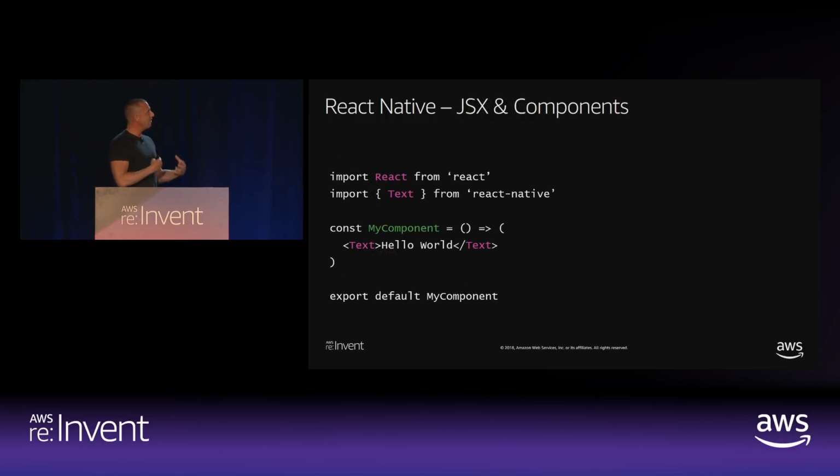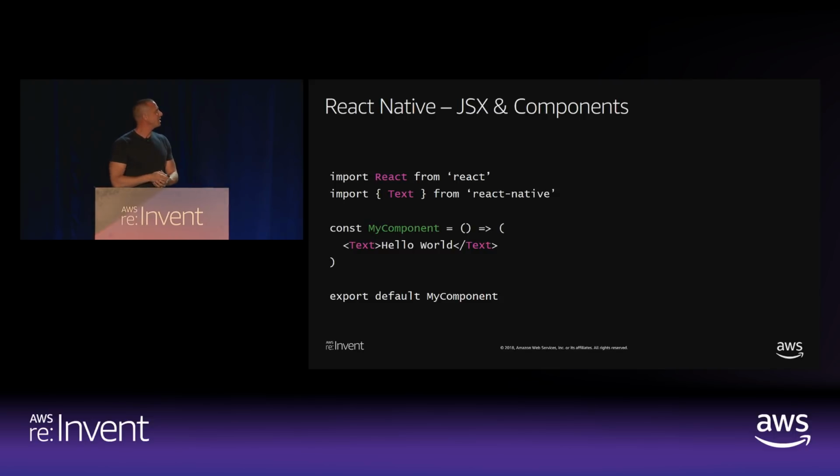And your React Native apps are composed of different components, and these components are built using JSX. This is an example of JSX, and it's essentially a syntax extension to JavaScript that allows you to kind of build your UI, and it comes with all of the features that JavaScript has. So you can use JavaScript within your JSX.